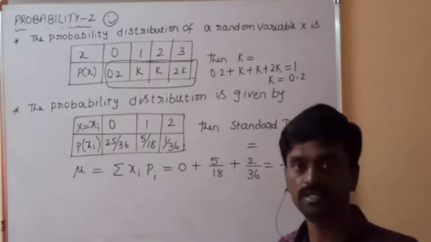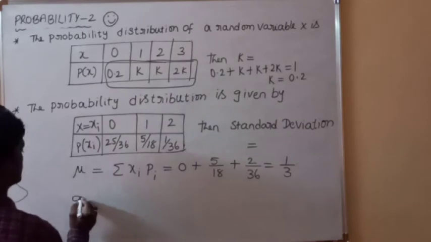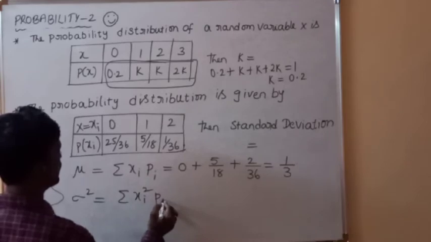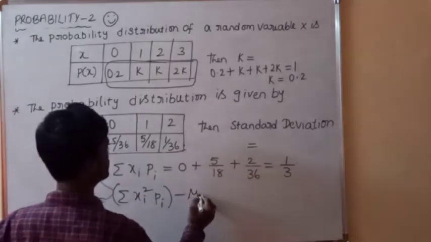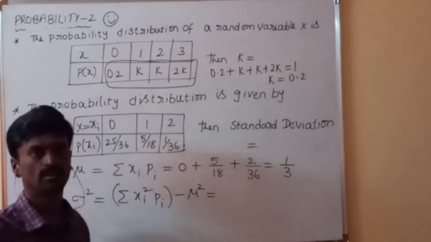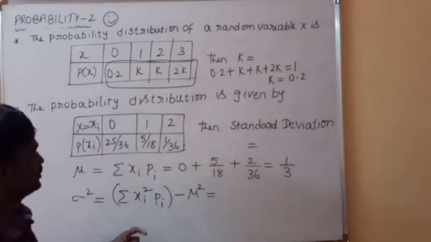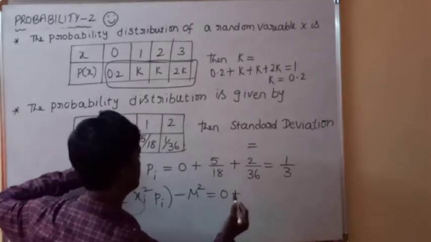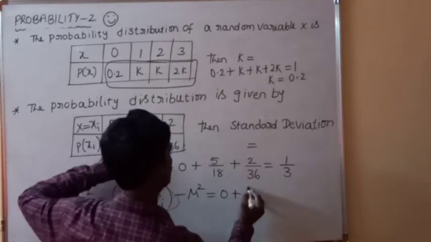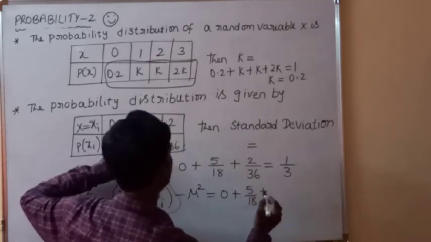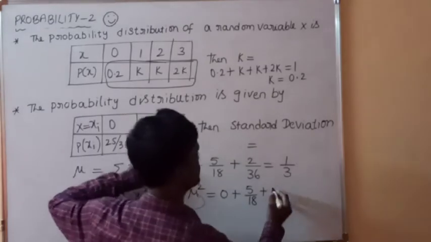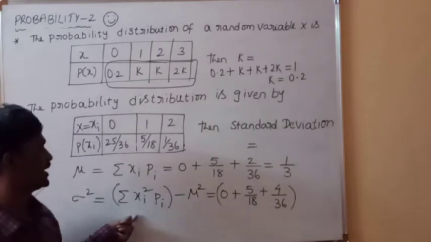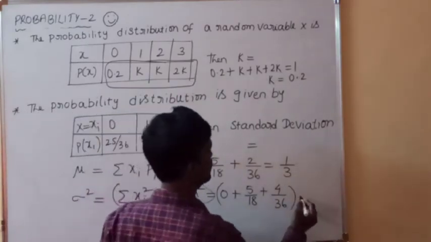Next we have to find the variance. So what is variance? Sigma square formula: sigma xi square into pi minus mean square. This is the formula only, no? So sigma xi square into pi, that is 0 square into 25 by 36, 0, plus 1 square into 5 by 18, 5 by 18, plus 2 square into 1 by 36, 2 square is 4, 4 by 36. So this total sum, sigma xi square into pi, minus mu square.